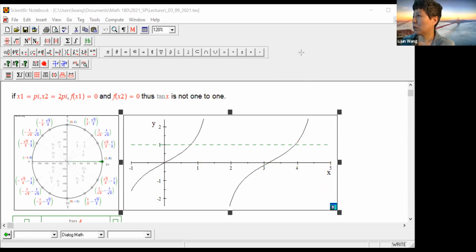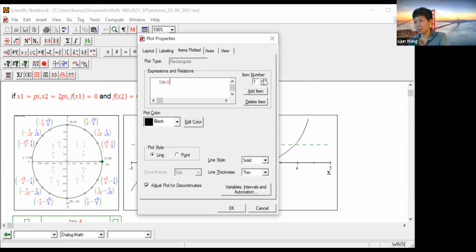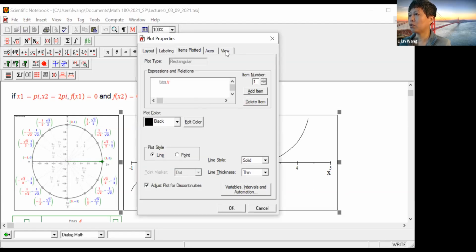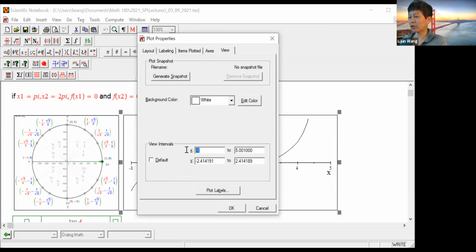All right, so let's move forward. It's not a one-to-one, so we're gonna create a one-to-one function. How do we create that one-to-one function? Obviously we have a technique which is called truncation, right? So how do we truncate? I'm gonna change the curve a little bit.